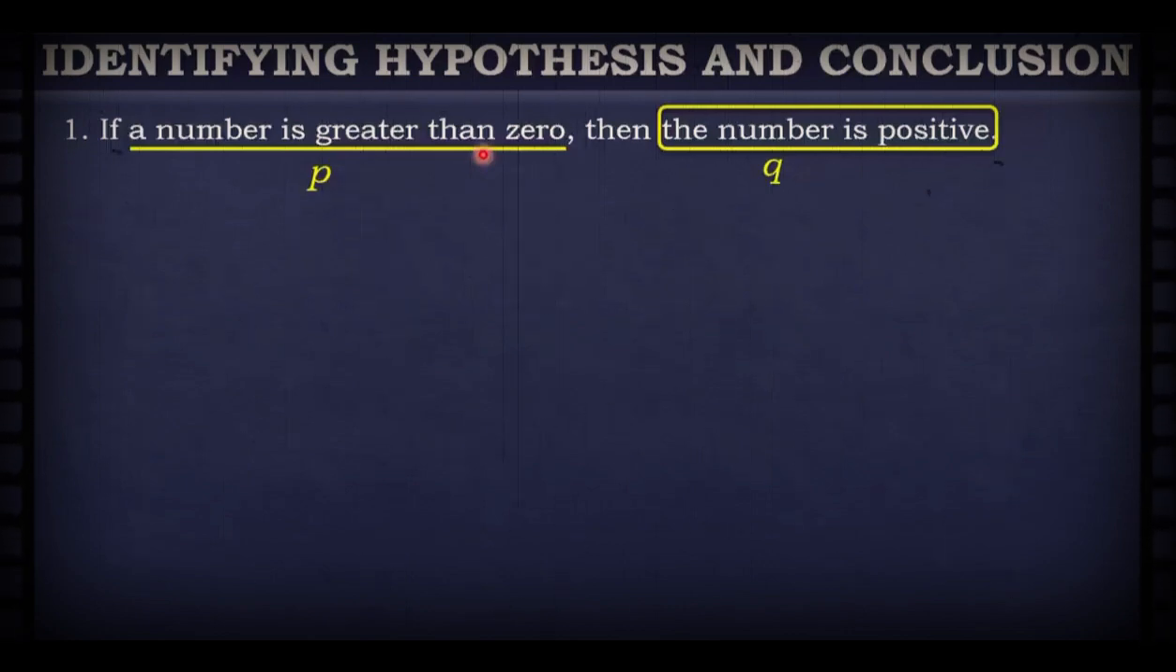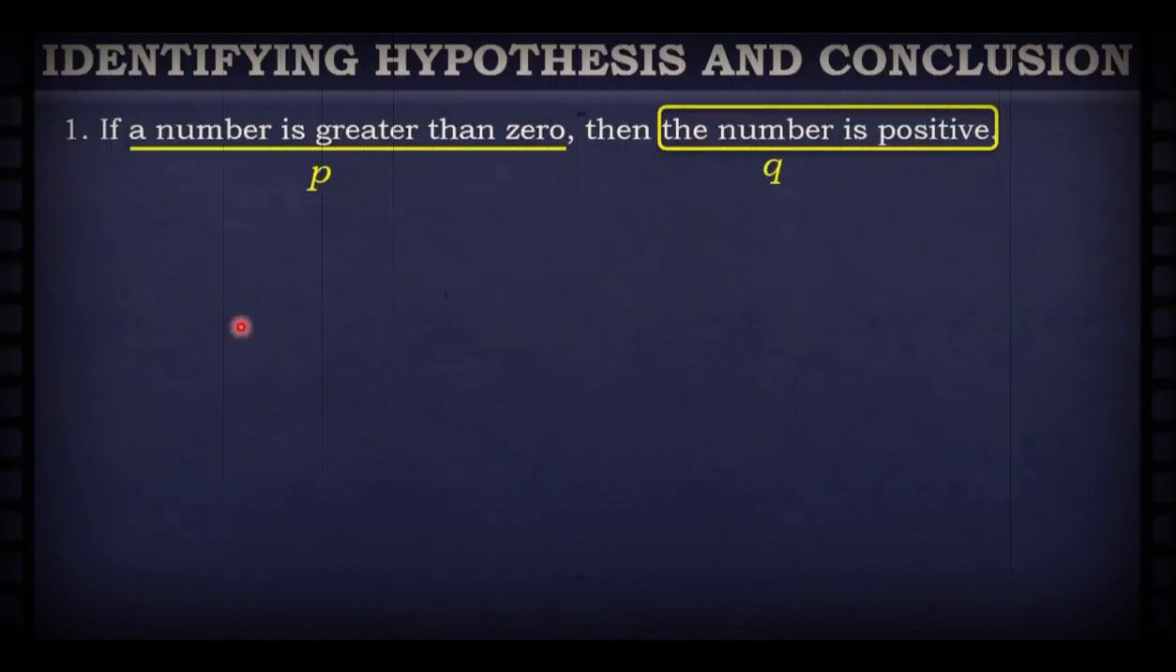Yung ating conclusion, ibabox natin, which is your Q. So, you can see it clearly. Okay? So, if a number is greater than 0, underline natin sa hypothesis, that is your P, kasi after if, and then after then, that is your conclusion, the number is positive. So, this is your Q, this is your conclusion.